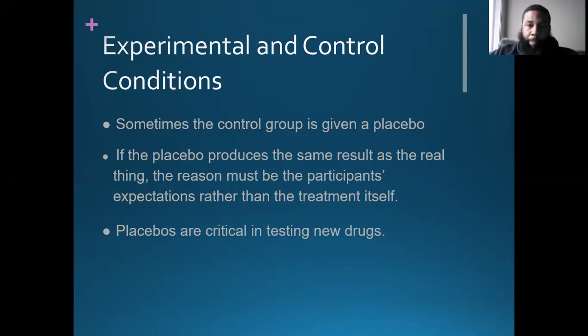If the placebo produces the same result as the real thing, then what we know is that the reason the participants experienced a change was due to something about their expectations and not the treatment itself. This is what's called a placebo effect. The placebo effect is simply, I'm in the experiment, I believe I got the treatment, I didn't get the treatment, but I still experienced a change. So the change is not due to the treatment. The change is due to my expectations about the treatment.